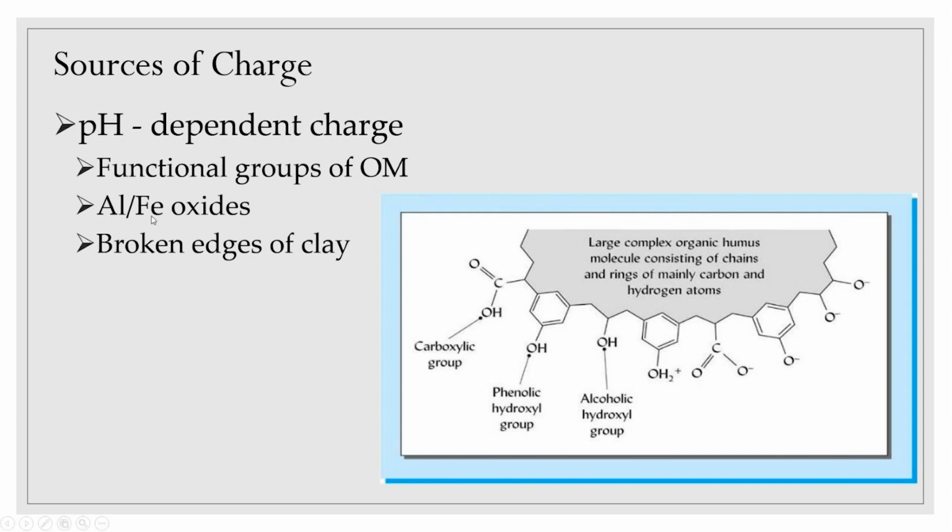Now, we're not really too concerned with these aluminum and iron oxides or these broken edges of clay, especially the broken edges of clay. You need an electron scanning microscope in order to see where you broke one of these edges of clays. And we don't really deal with too many aluminum and iron oxides because those are going to be highly weathered soils. But the things that we can influence are going to be this organic matter.